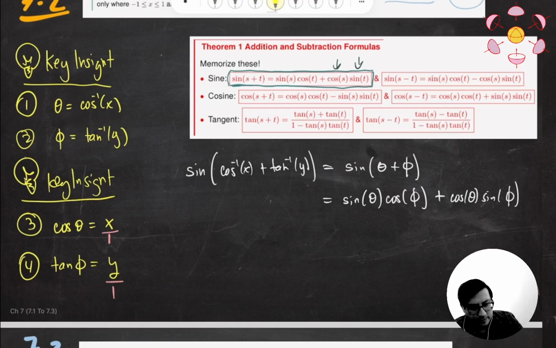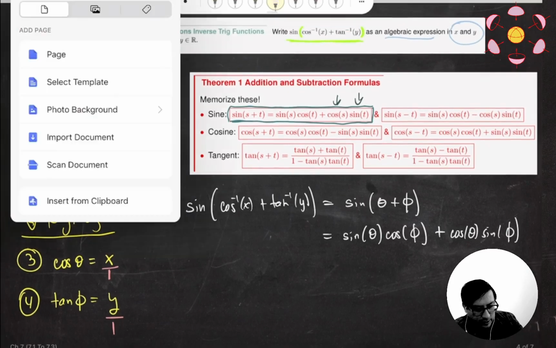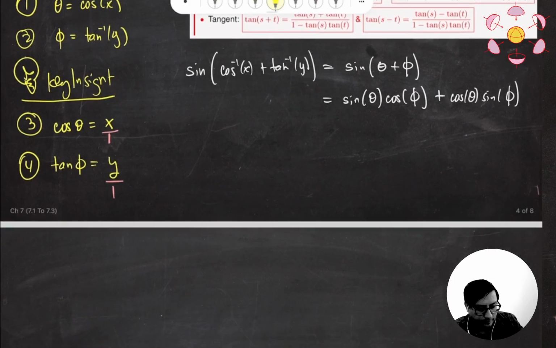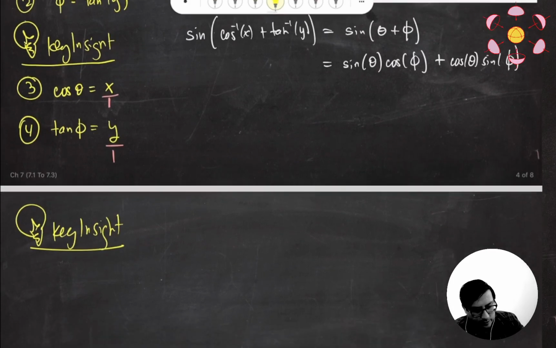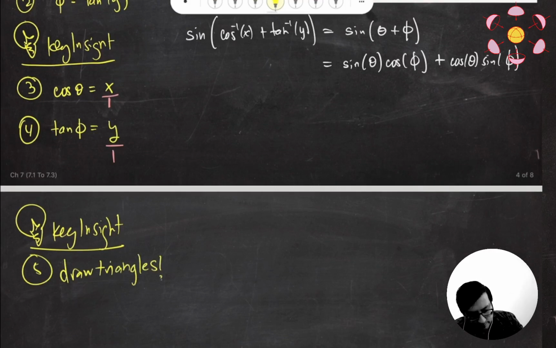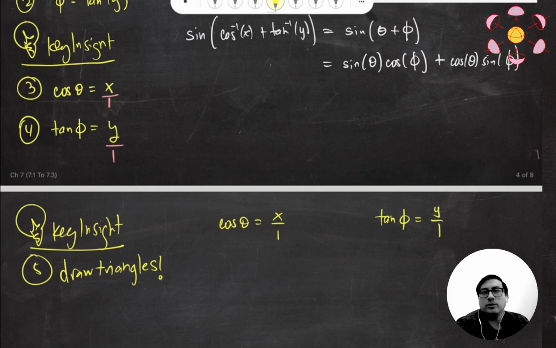The next key insight is we want to draw some triangles. Okay, and let's say this one's 5, draw triangles. What do I mean by that? So we're going to take these two equations, cosine theta equals x over 1, and tangent of phi equals y over 1, and draw two hypothetical triangles. So let's do that next.